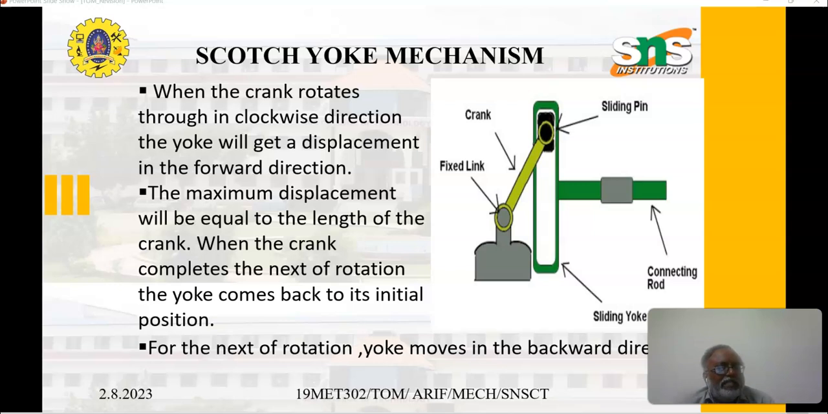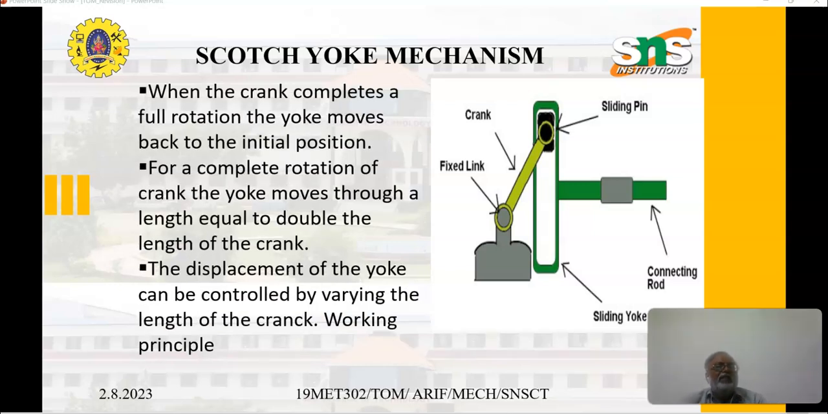When the crank completes the next revolution, the yoke comes back to its initial position. For the next rotation, the yoke moves in the backward direction. When the crank completes the full rotation, the yoke moves back to the initial position. For a complete rotation of the crank, the yoke moves a length equal to double the length of the crank. The displacement of the yoke can be controlled by varying the length of the crank. This is the working principle.